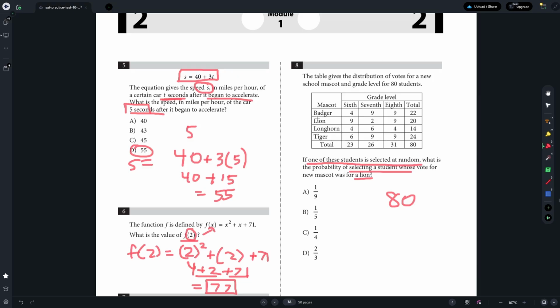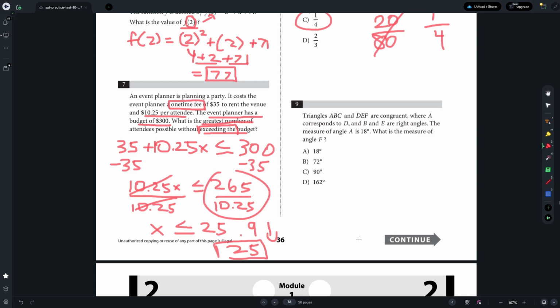And how many of them voted for lion? We can see in the lion row right here, in the total section, a total of 20 students voted for lion. So the probability would be 20 out of 80. If you simplify that, you get 1/4. C is your correct answer.